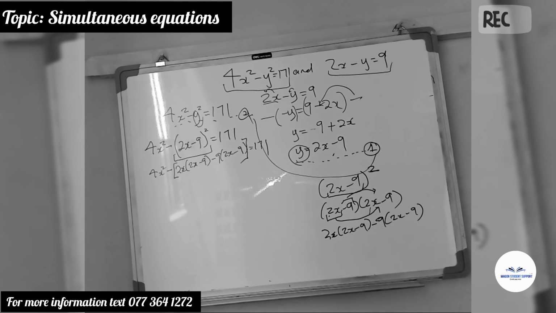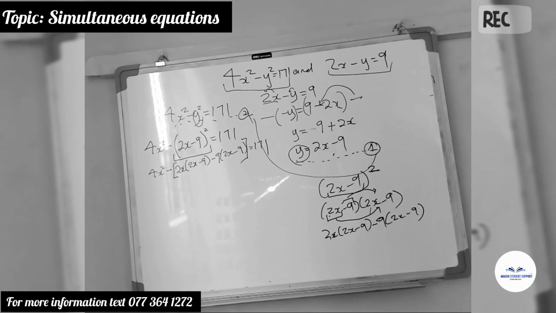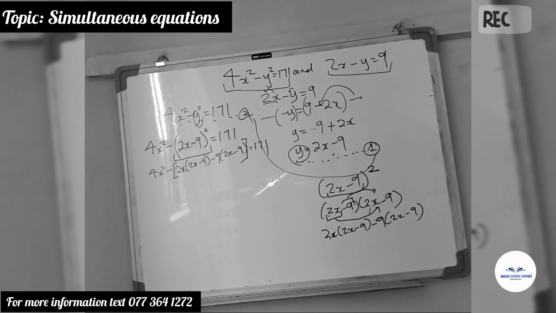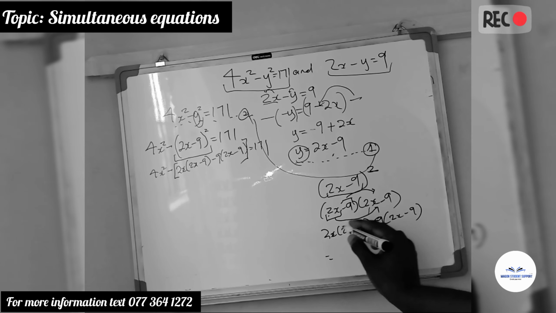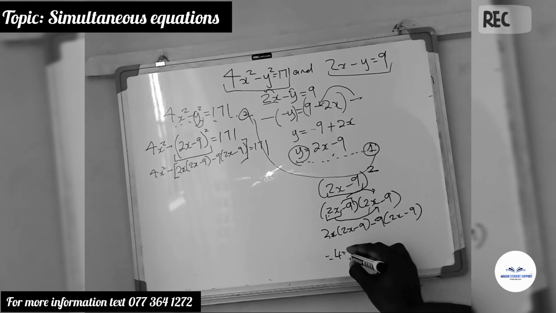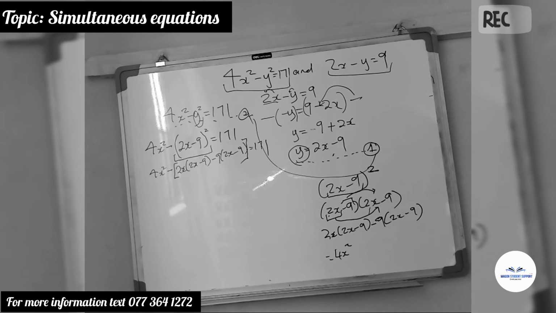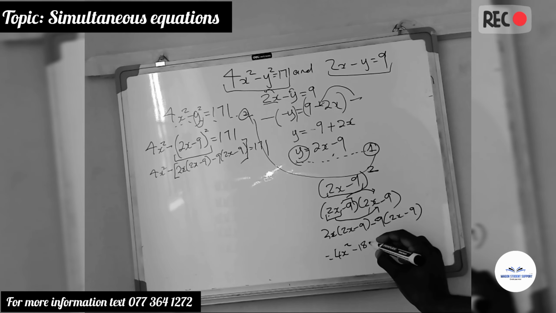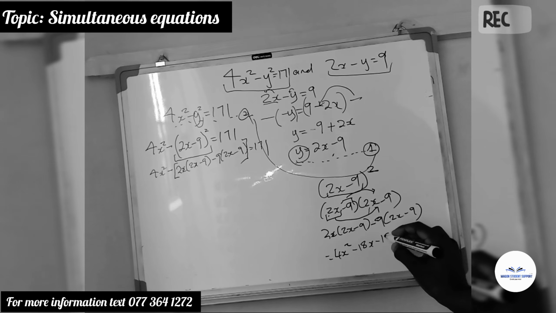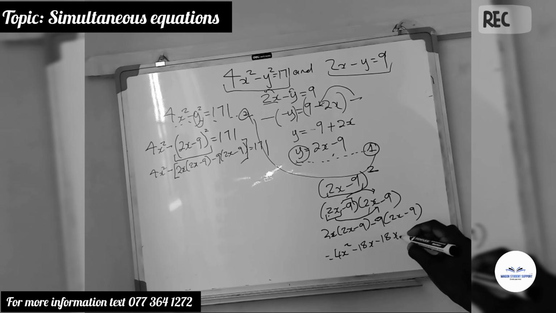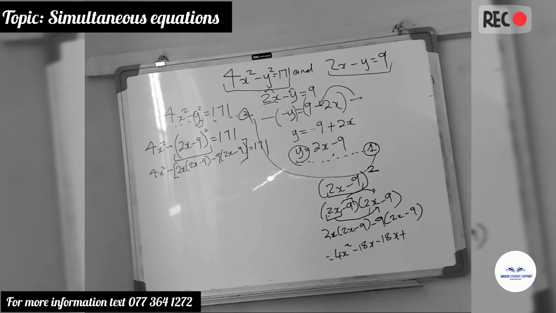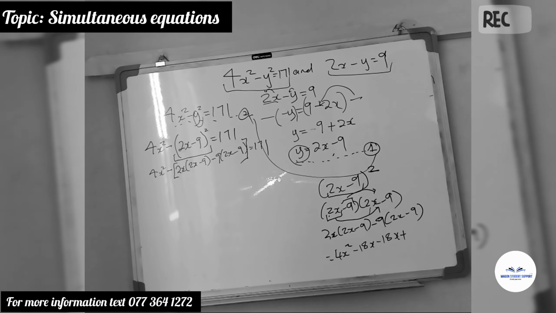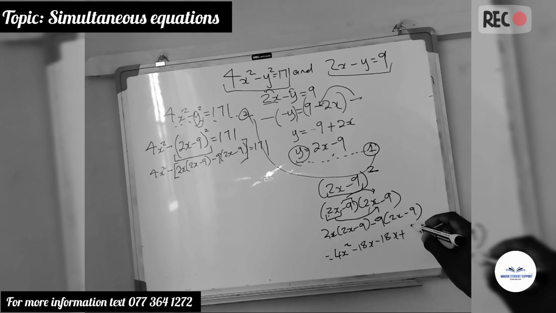Because now we have to first solve this side, so then we can multiply by the negative. So let's try to solve this side. 2 multiplied by 2x is 4x squared, and then 2 multiplied by 9 is negative 18x, and then negative 18x plus, because now what we are left with is 9 multiplied by 9, which is 81.